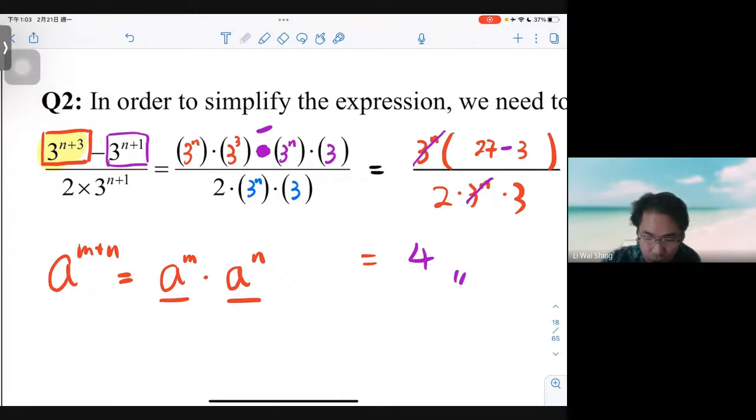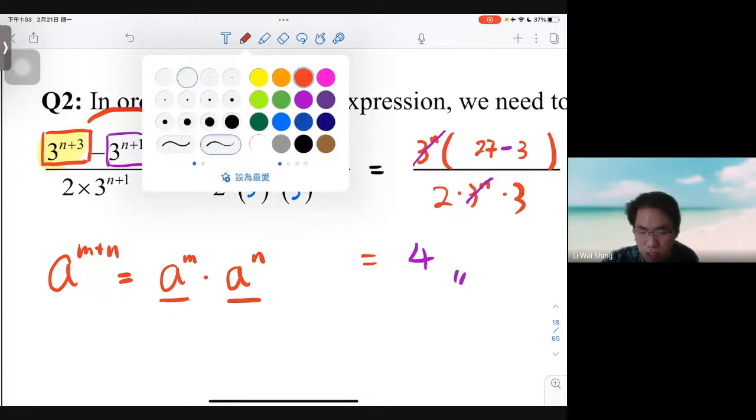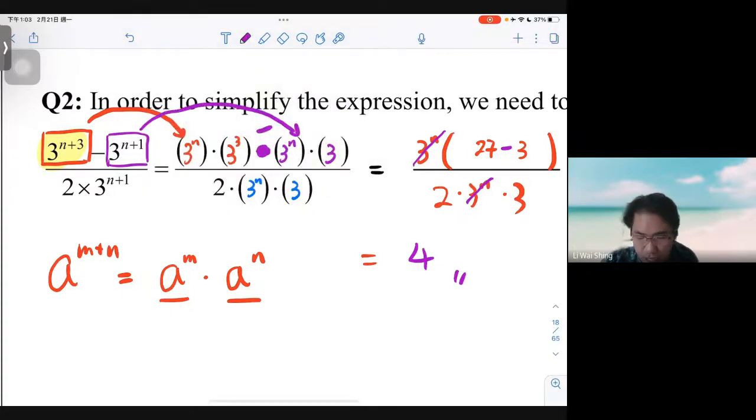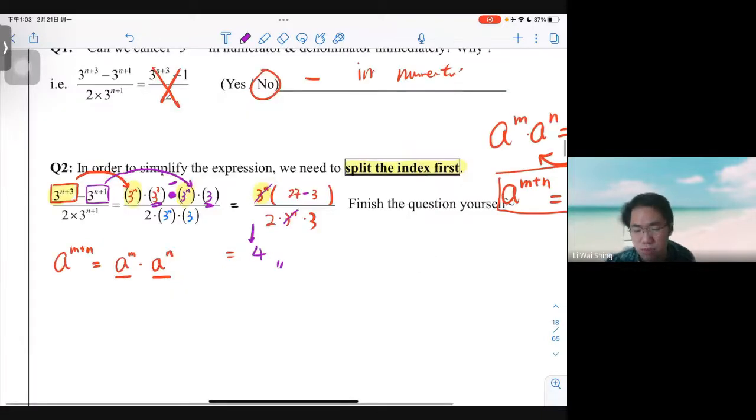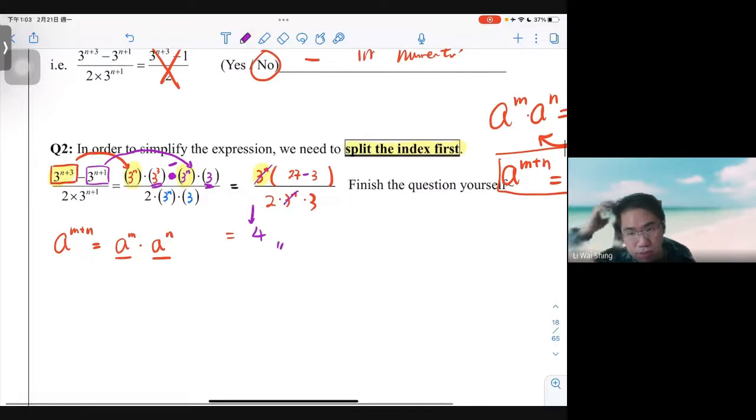The first bracket, you split the index. The second bracket, you split the index. Then you find that there is a common factor, 3 to the power of n. So you take it out, and the rest of the things you just put inside the bracket. After simplifying it, you'll find the answer. Good. Thank you, Jess.